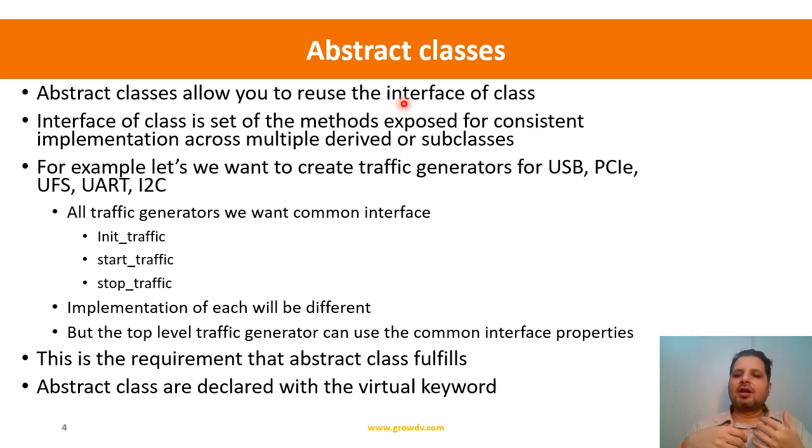So a top level traffic generator now can decide, pick and choose which IPs do I want to activate, and it should be able to have a consistent interface to invoke each of the low level traffic generators.